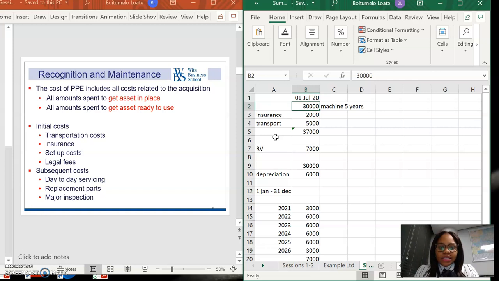That $37,000 reflects all the initial costs, which include transportation, insurance, setup costs, and legal costs. The reason why I'm allowed to capitalize that is because had I not incurred those costs, I would not be able to use the machine in the way that I intended to use it for my business.